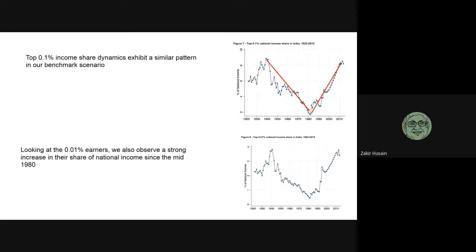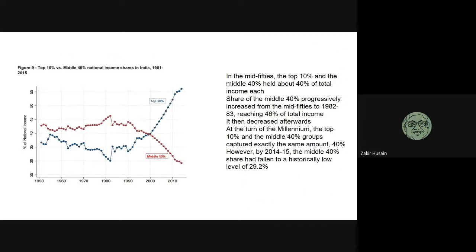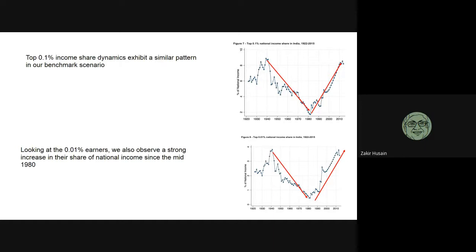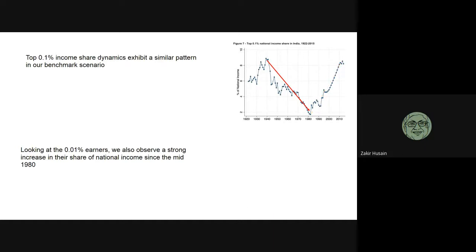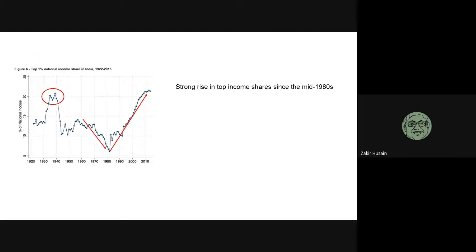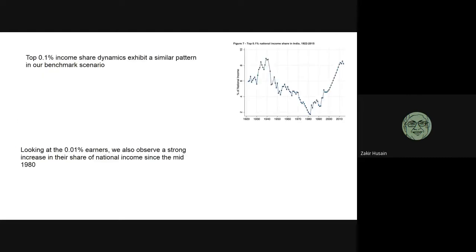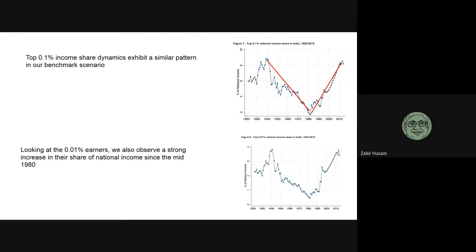This is 0.01%. So this is even smaller. We are going to smaller and smaller proportions. Again, we have a similar picture. Decline until liberalization, then their share increases. So you can see the top portion. See over here, this is 1%. This is 0.1%. And this is 0.01%.